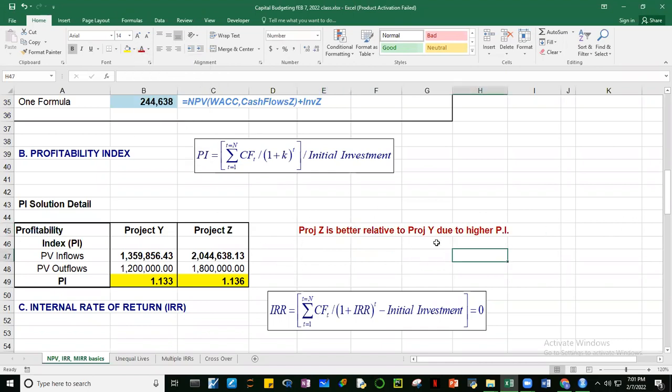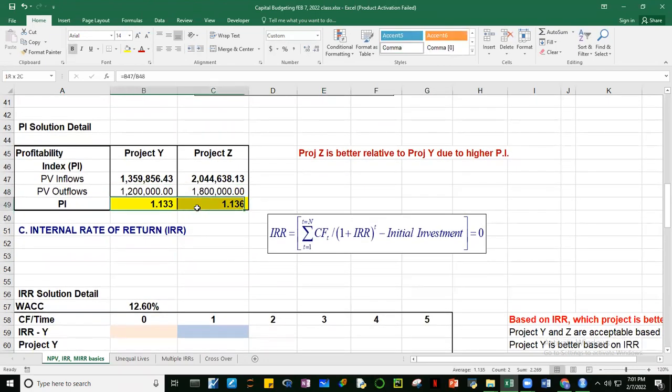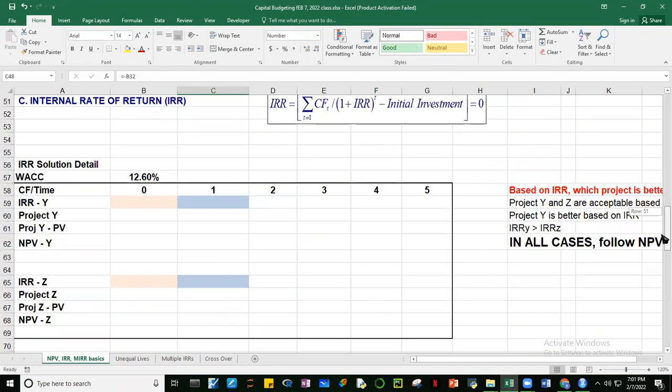Okay. So maganda yung Profitability Index, guys, especially kung mag-iiba yung initial investment. Kasi doon natin makikita talaga yung standardized na comparison. Kasi pag NPV lang, masasabi natin, syempre, parang may undue advantage si Project C kasi mas mataas yung initial investment niya. Okay. All right. Third measure, guys, IRR.